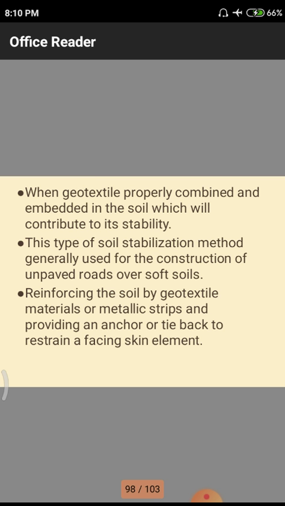Why? Because in soft soils, the particles are very fine in nature. Due to the fineness of the particles, these plastics have a binding property with these fine particles. If there are coarse particles, those coarse particles will separate from these geotextiles. Why?